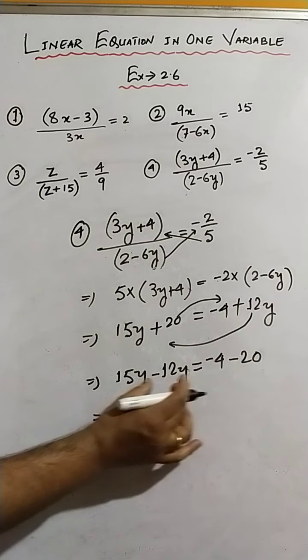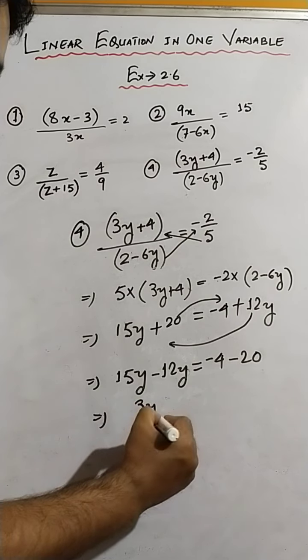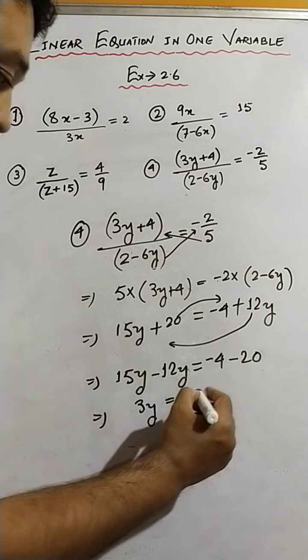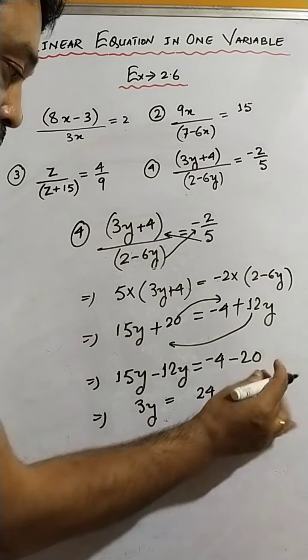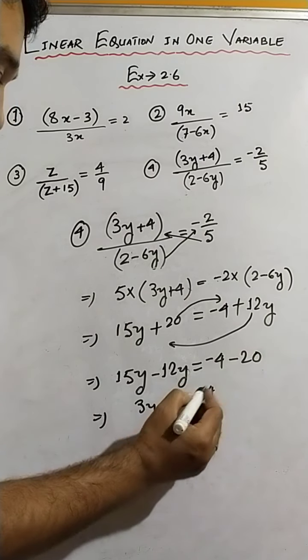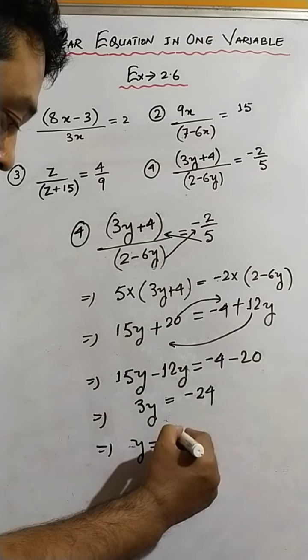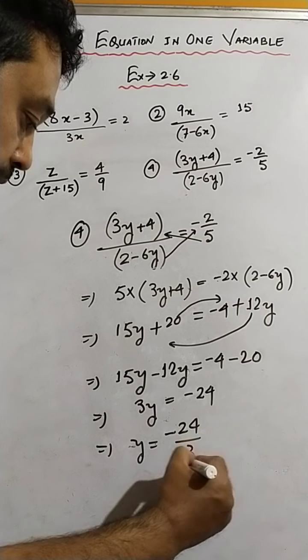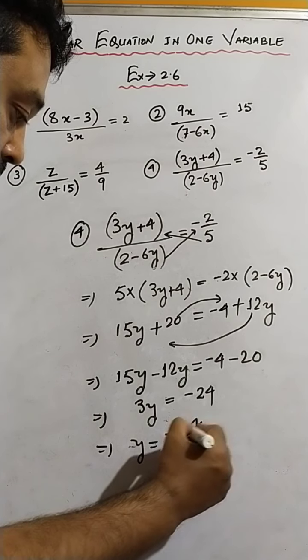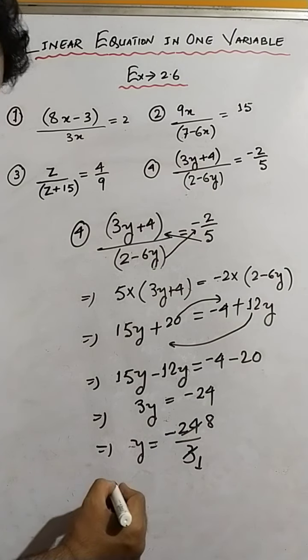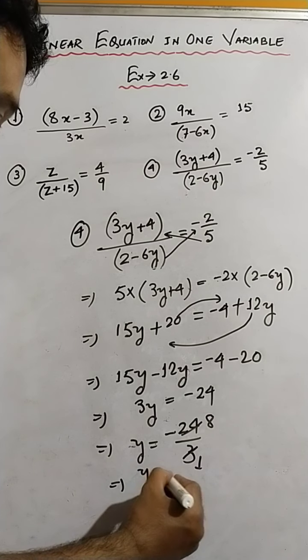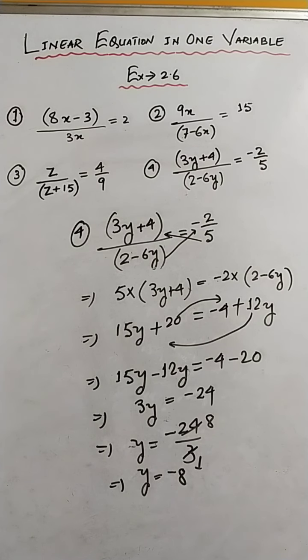Okay, so 15y minus 12y will give you 3y. Minus minus is plus, so it will become 24. 20 is greater, it is carrying minus sign, so we'll put minus sign here. So y would be equals to minus 24 by 3. Let's reduce this. 3 ones are 3, 3 8s are 24. So your final answer is y equals to minus 8.